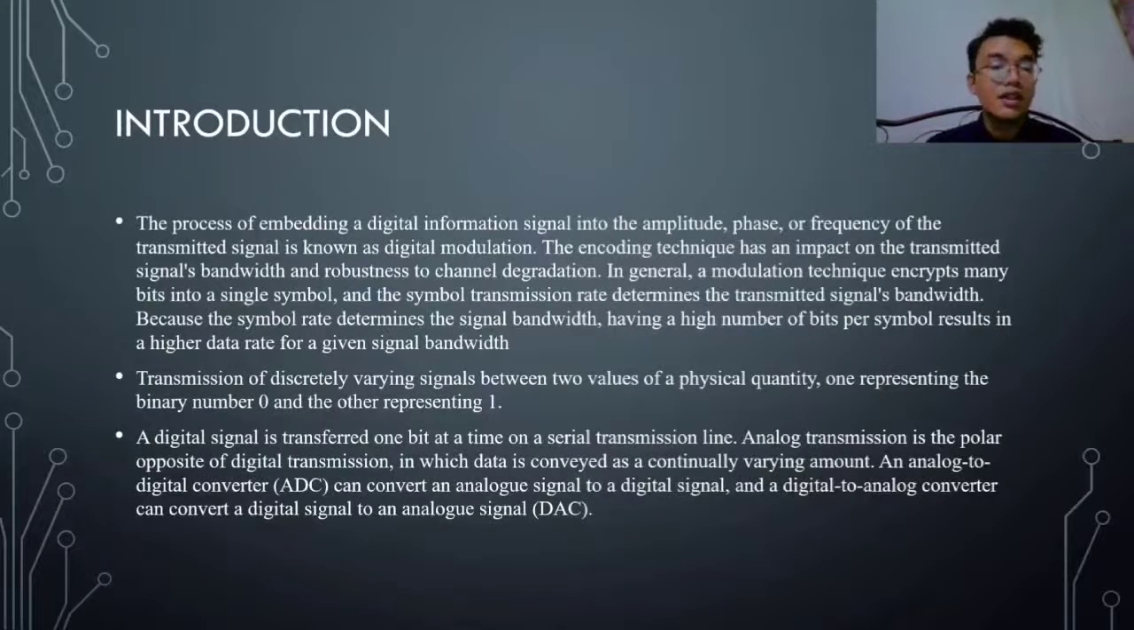Number two is the transmission of a discretely varying signal between two values of a physical quantity, one representing the binary number 0 and the other representing 1. Number three is that a digital signal is transferred one bit at a time on a serial transmission line. Analog transmission is the polar opposite of digital transmission, in which data is conveyed as a continually varying amount. An analog to digital converter, ADC, can convert an analog signal to a digital signal, and a digital to analog converter, DAC, can convert a digital signal to an analog signal.